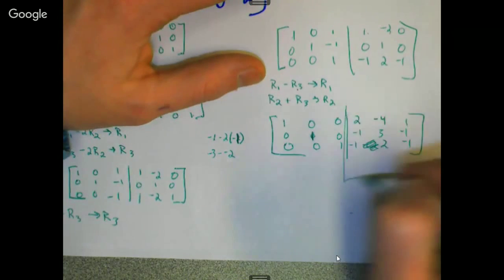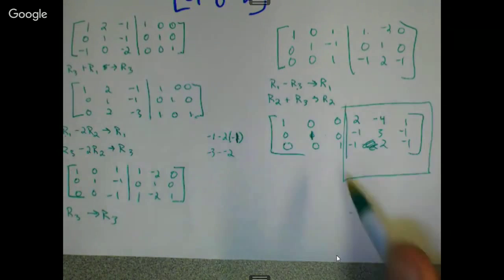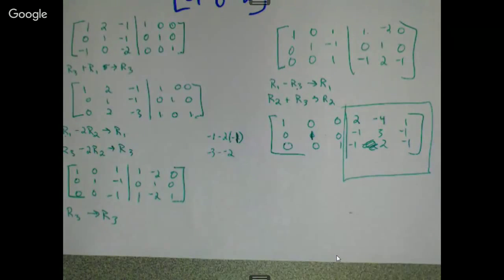So here is our inverse of that matrix. So if I take these two and multiply them back together, we will get the identity back out. So this is what you're going to have to find in order to solve your systems.